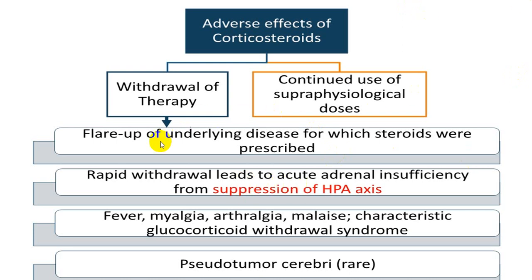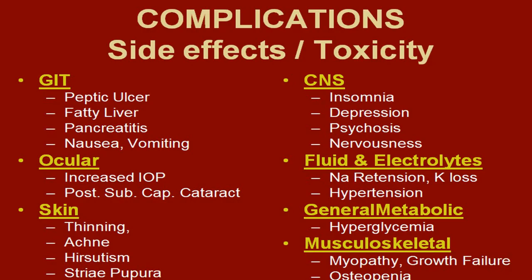So these are the major contraindications. Now, when it is given for a very long period in high doses, it can suppress the hypothalamic-pituitary axis, and when you suddenly withdraw it, it can give rise to acute adrenal insufficiency. There will be a lot of side effects on glucocorticoid withdrawal, like myalgia, arthralgia, malaise, fever, etc. It can also produce pseudotumor cerebri, a very rare condition but it can occur.